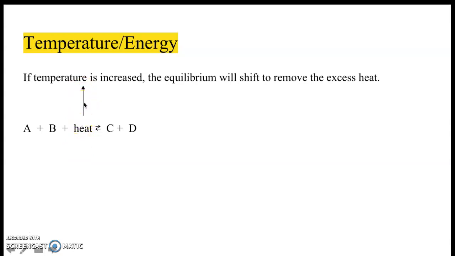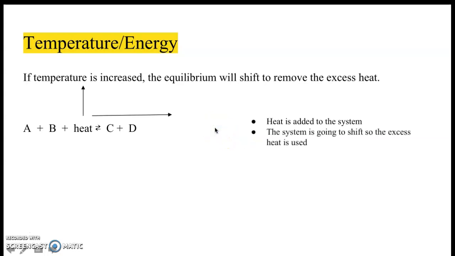Again, we need to use up what's been added. So this is on the reactant side. We're going to shift away from this to relieve that excess. Temperature increased, heat is added to the system. The system's going to shift so that excess heat is used up. In this case, this results in a right shift, or favoring the forward reaction.